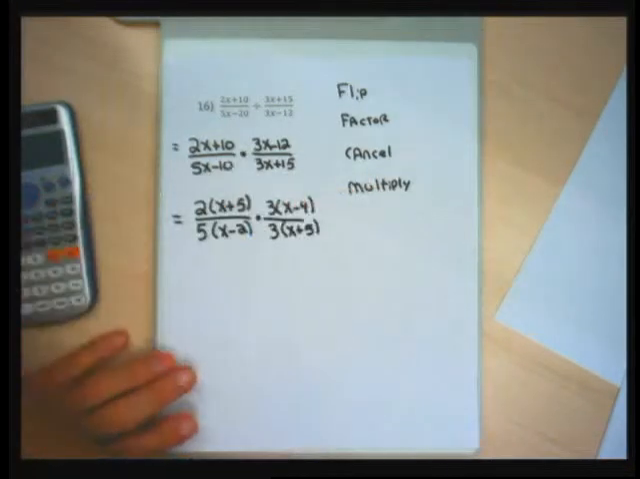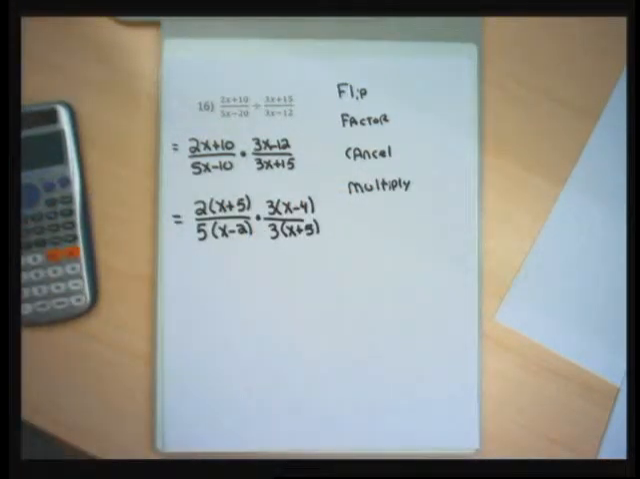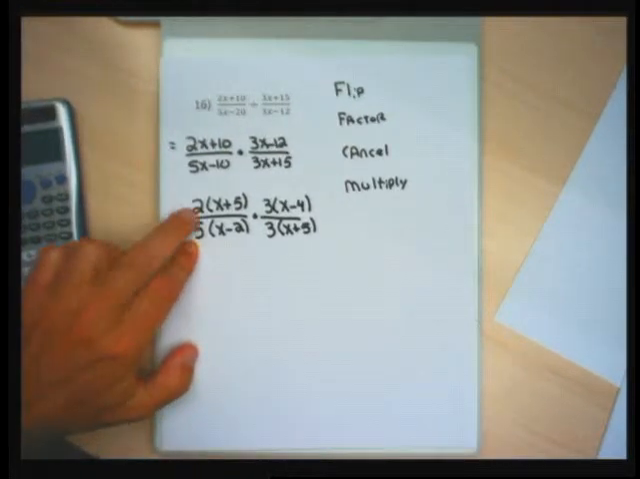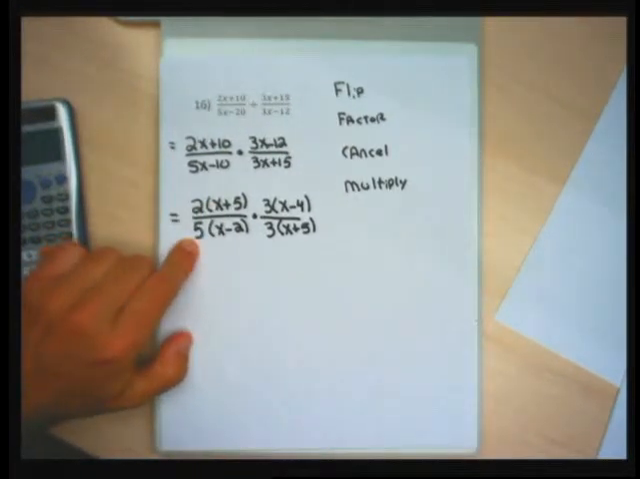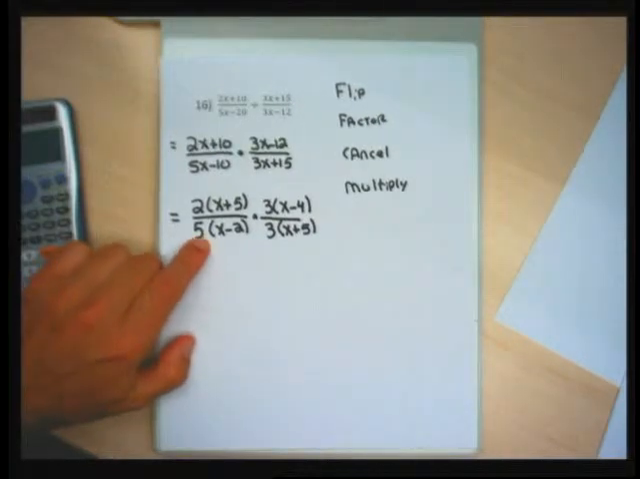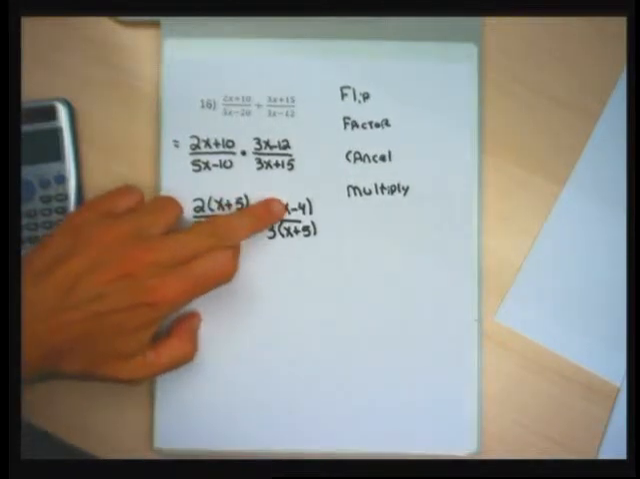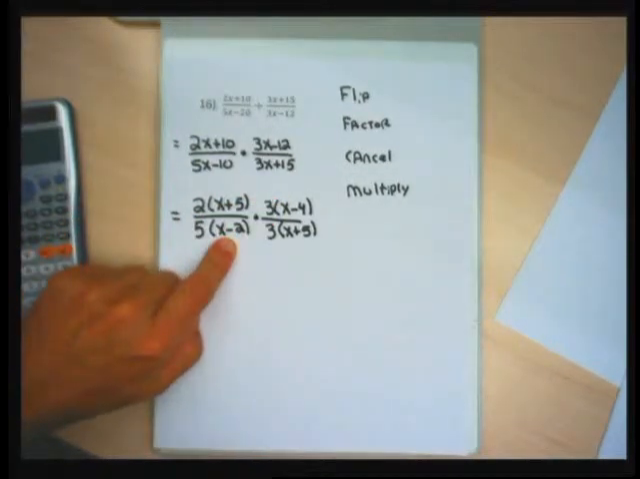So single numbers in front of parentheses will cancel with single numbers in front of parentheses, whether they're in the same fraction or opposite fractions. So I look at this 5, and the two numbers in front of the parentheses, the 2 and the 3. 5 doesn't cancel into either of those, so I can't do anything with the 5. An x minus 2 can only cancel with an x minus 2. It can't cancel with an x minus 4, so I can't do anything with it.